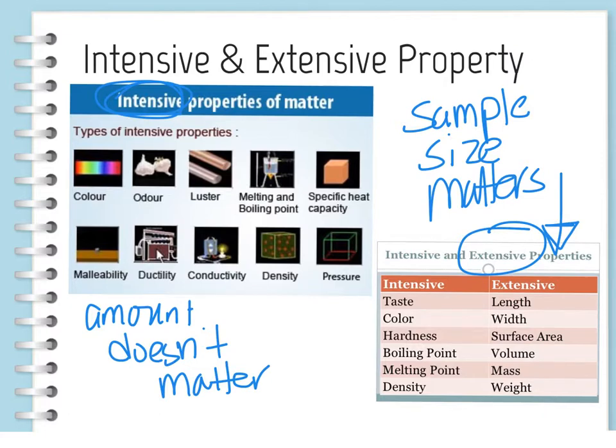So you have some good examples here in these two graphics showing you some of the different intensive properties and then some of the extensive properties. And what you need to keep in mind is if how much you have in the sample that you're measuring changes the overall measurement, that's an extensive property. And if how much you have doesn't change it, then that's intensive.